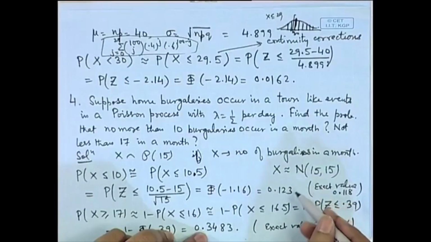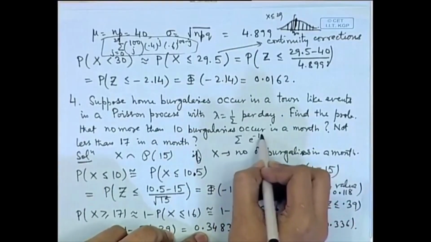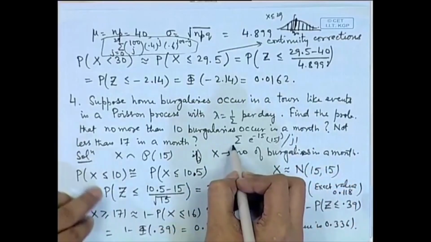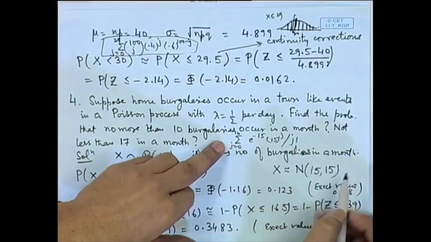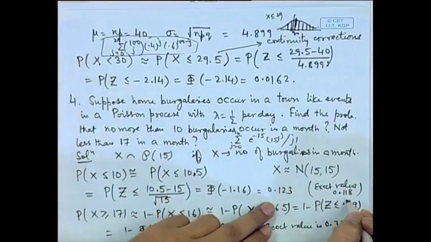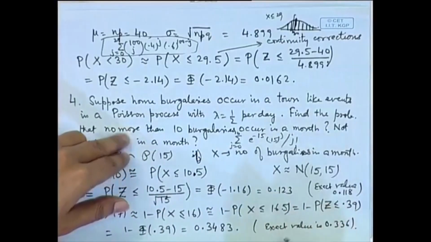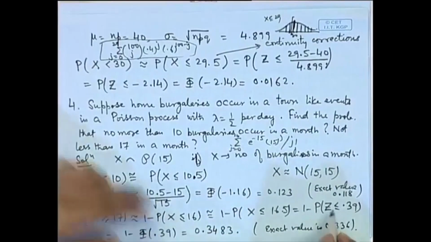If we compare with the exact value, which we could have calculated from e to the power minus 15, 15 to the power j by j factorial, in the first one with j equal to 0 to 10, then this value is actually 0.118. So, you can see that there is a very small margin of error even for lambda equal to 15. In the second one, the value is 0.3483 by approximation and the exact value is 0.336. So, the error margin is extremely small.